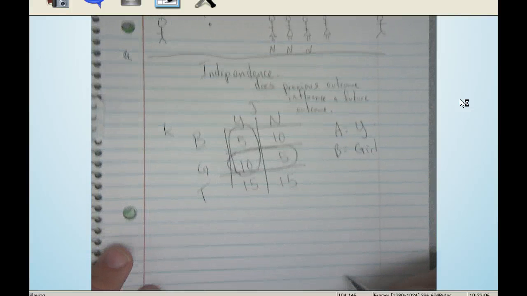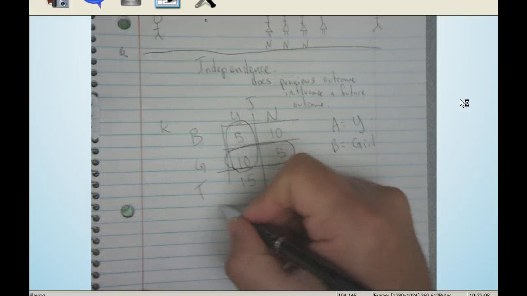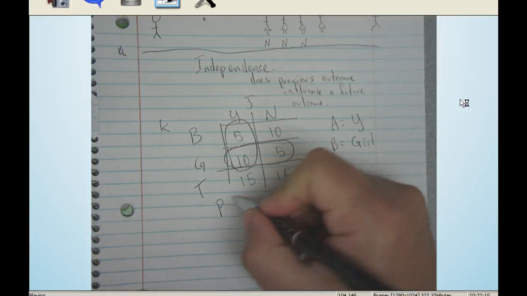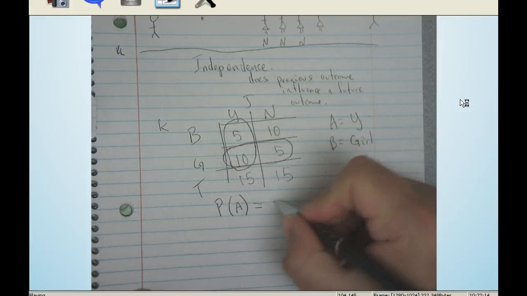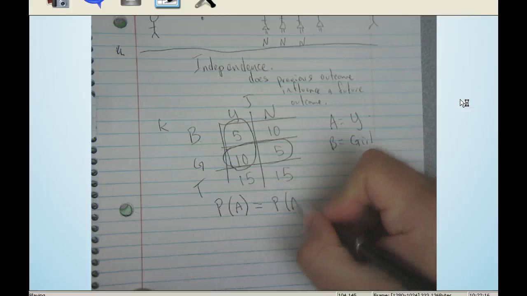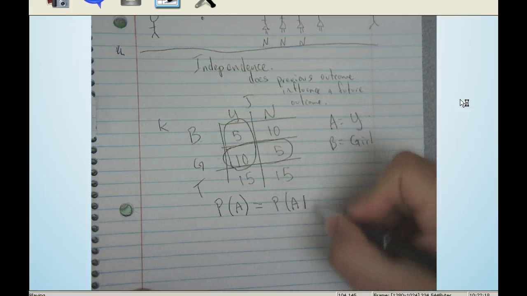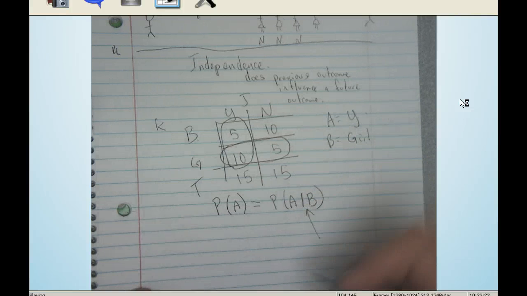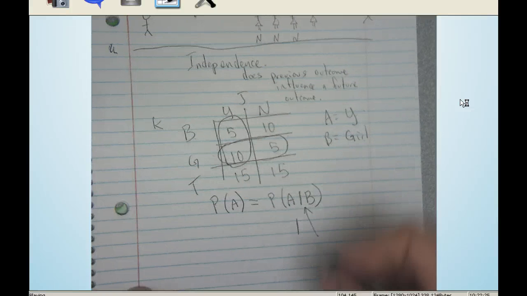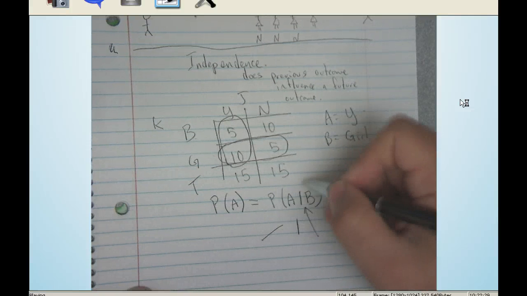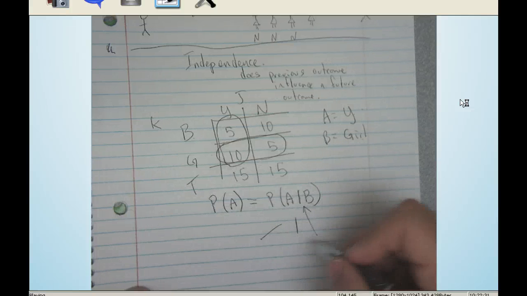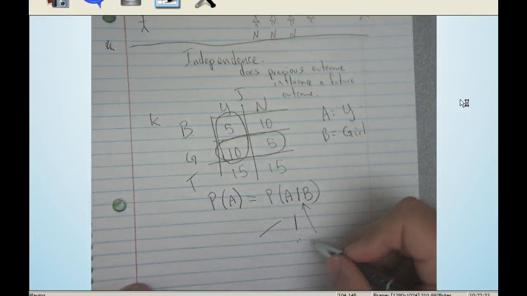So now we're going to ask ourselves this question. Is the probability of A equal to the probability of A, and then see this line right here, B? That line right there is a vertical line. It's meant to be drawn vertical. It's not a slash. It's not A slash B. It's a vertical line B. So what this means is "given."